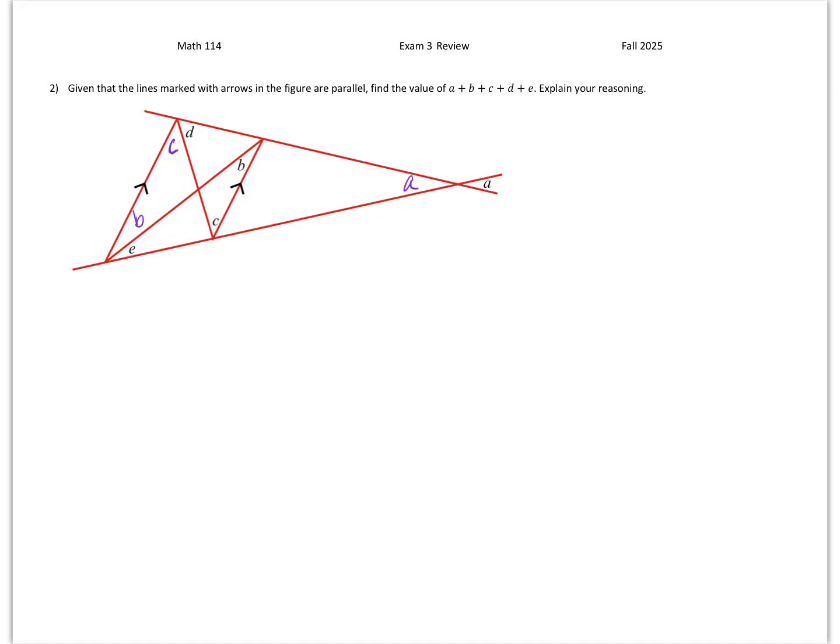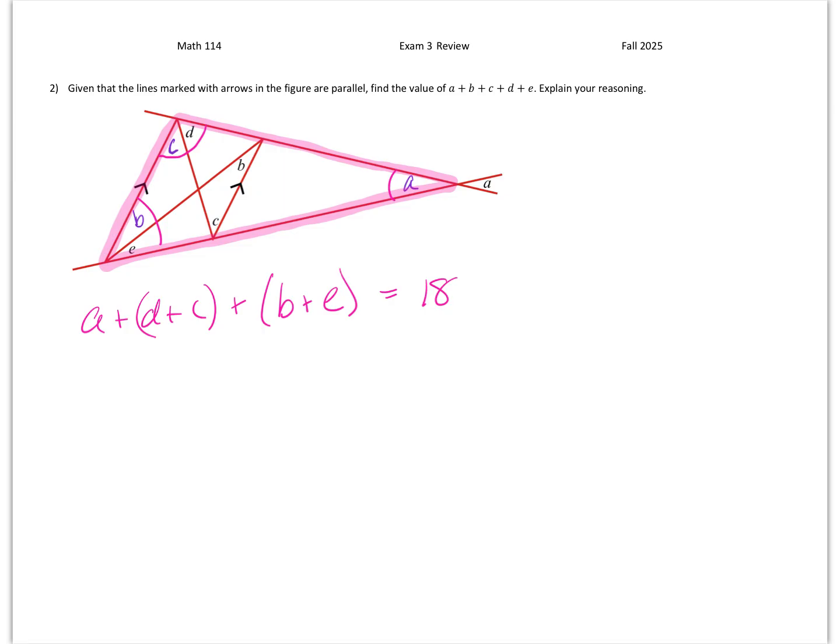And then I'm going to look at the large triangle we've created here. I know that the sum of the three angles of that triangle has to add up to 180 degrees. So I've got A, plus this angle made up of C and D, plus this angle made up of B and E. So A plus D plus C is the second angle of the triangle, and the third angle is B plus E. That has to add up to 180 degrees because those are the three angles of a triangle.